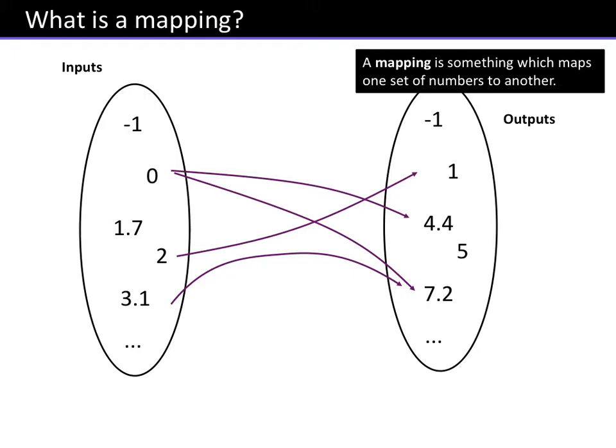So, what is a mapping? A mapping is something which maps one set of numbers to another set of numbers. As you can see, sometimes the input 0 can lead to multiple outputs, 4.4 and 7.2. So that is what a mapping is. If you think about it in a graph, the domain is the set of possible inputs, and the range is the set of possible outputs. Normally, when we speak about domain, we are speaking about x values, and when we speak about the range, we're speaking about the y values. So please ensure that you are happy with that.